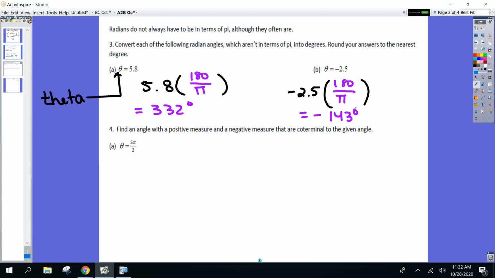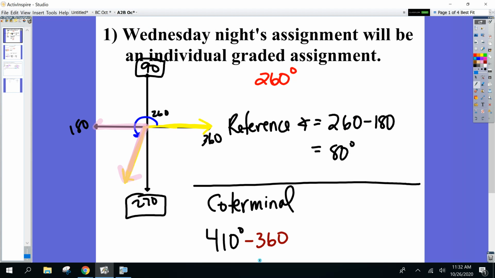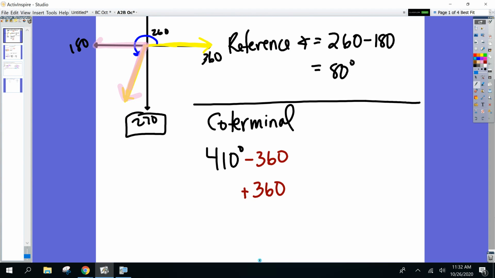All right, read through number 4. Find an angle that's positive and an angle that's negative that are coterminal to this angle. That's why I went over that vocab word. Quick review: remember coterminal? I think it was Colin said, to degrees, you can add or subtract 360 to them. Always add or subtract 360 to find the new coterminal angle.